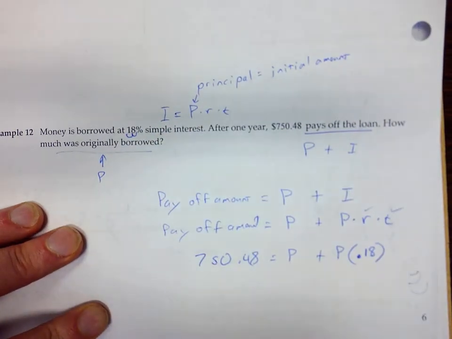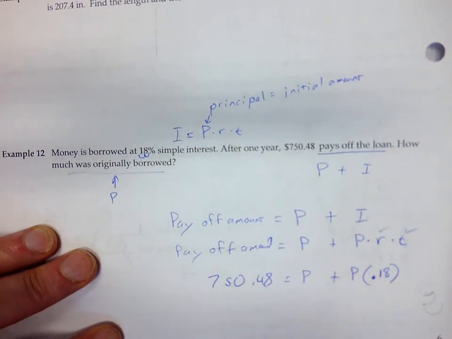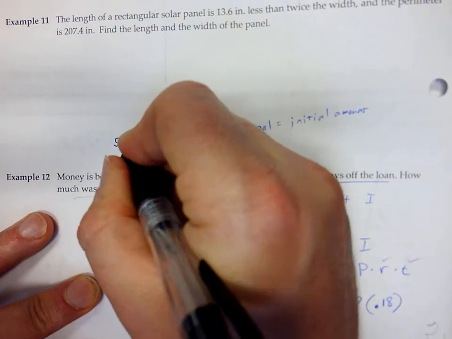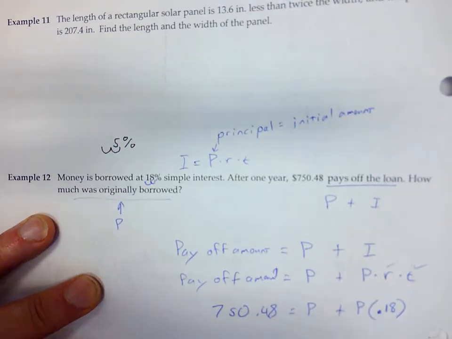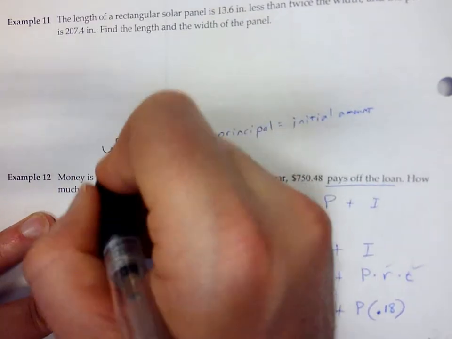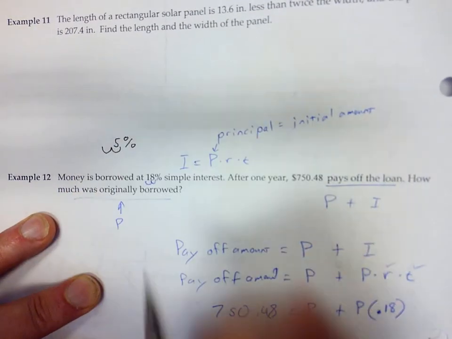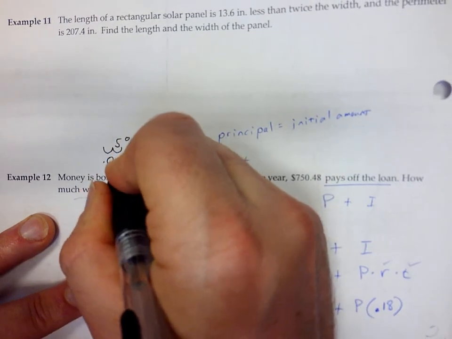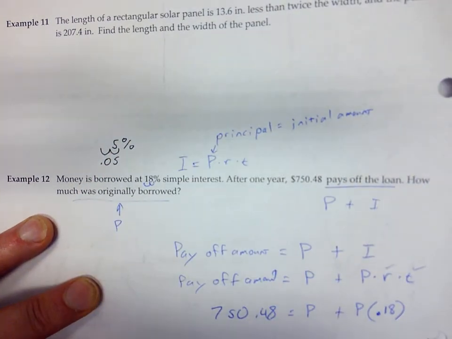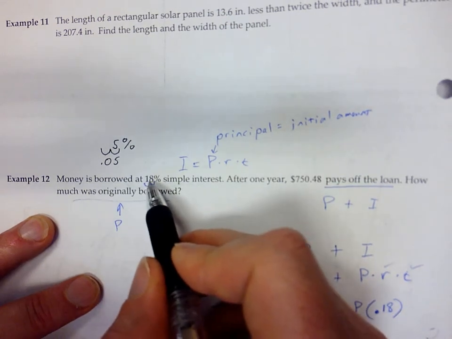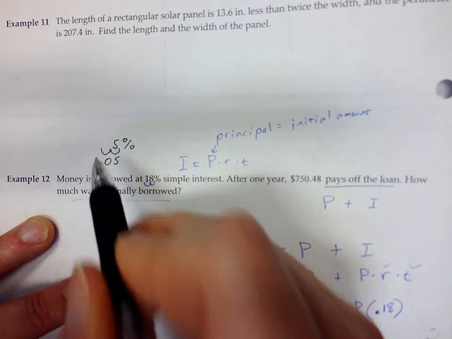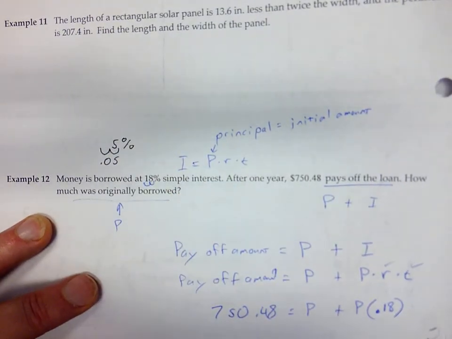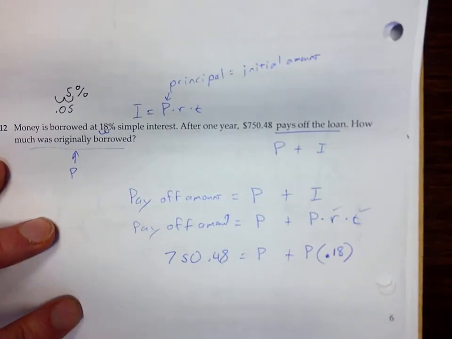So 18% becomes 0.18. If it was something like 5%, we would move that decimal place over 1, 2. Well, that's confusing. In order to do that, we would have to add in a 0 in front of that 5. So that would be like a 0.05. So when we've got 2 digits, it's really easy. You just move it over in front of that first digit. If you don't have 2 digits, you're just going to have to add in a 0. So not related to this problem, but might as well tell you now.